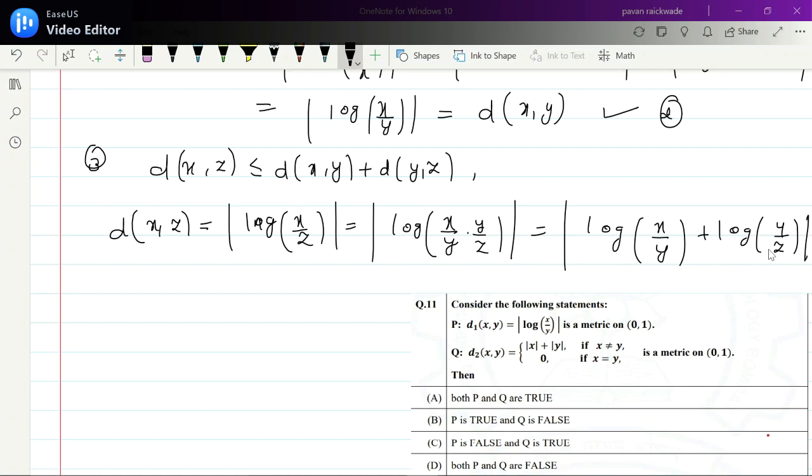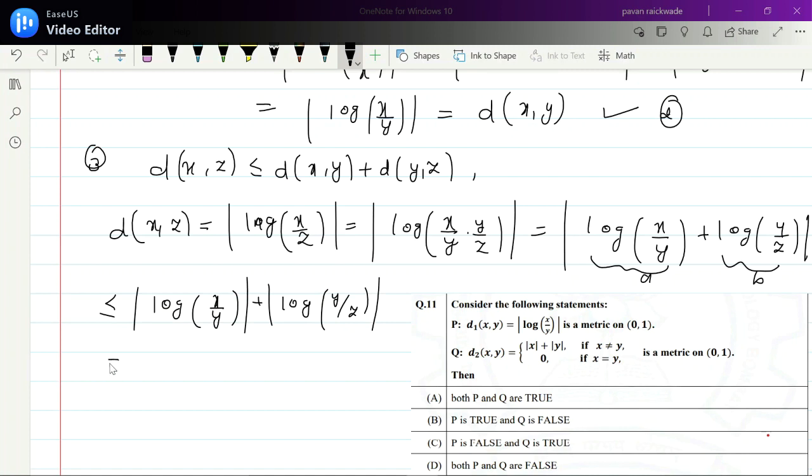Now, by the triangle inequality in real numbers, suppose log of x by y is a real number A, and log of y by z is a real number B. The modulus of A plus B is less than or equal to mod A plus mod B, which is the modulus of log x by y plus the modulus of log y by z. What is this? This is D1 at x, y plus D1 at y, z. We are talking about D1 right now.